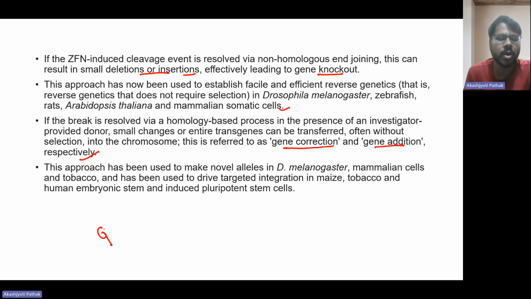Either you can create a gene knockout, or you can create a gene insertion, gene correction or addition, as it is commonly called. This approach has been used to make novel alleles in Drosophila melanogaster, mammalian cells, and tobacco, and has been used to drive targeted integration in maize, tobacco, and human embryonic stem and induced pluripotent stem cells. There are different ways by which these are being used. It requires a lot of expertise and knowledge on how you can delete a particular gene or insert a segment of gene. Different methods and protocols have to be followed for such experiments.